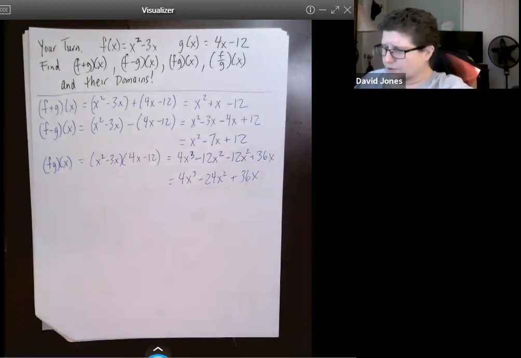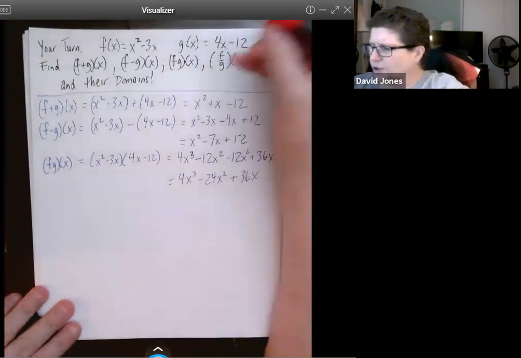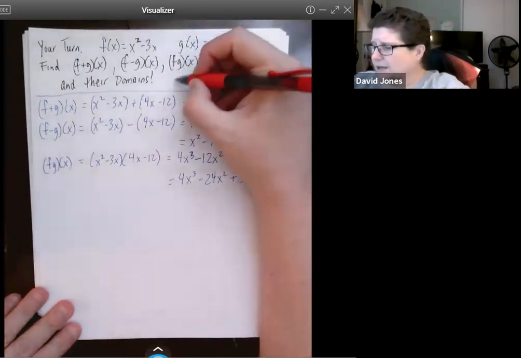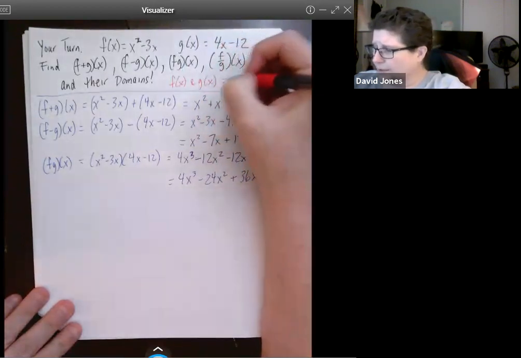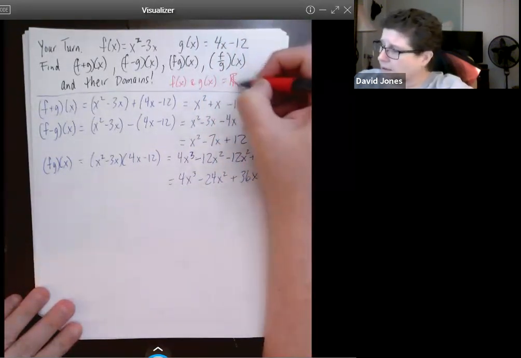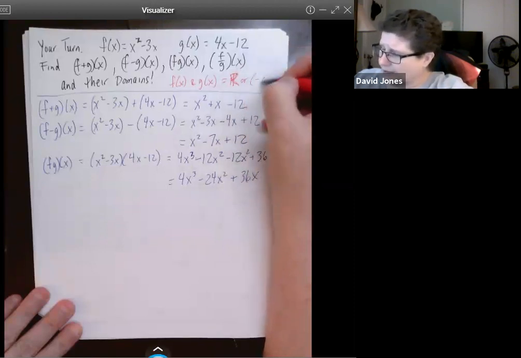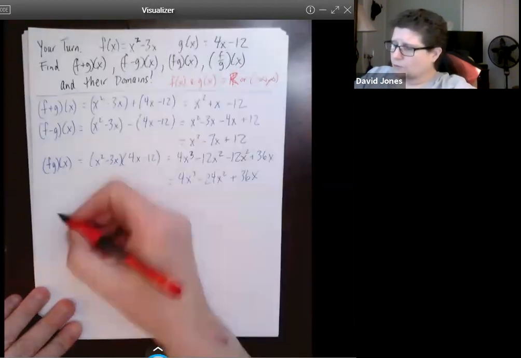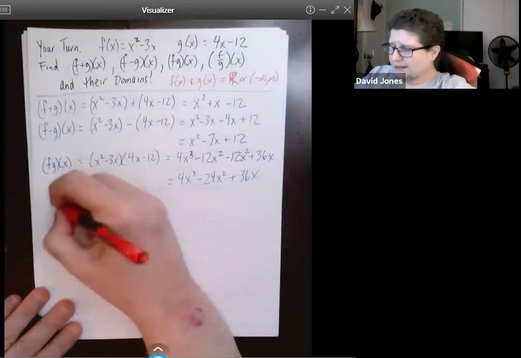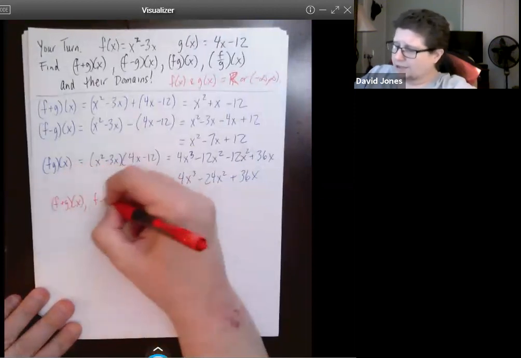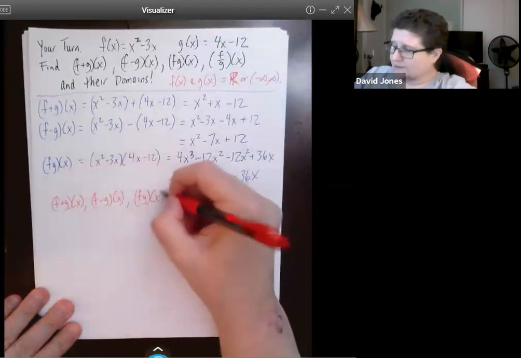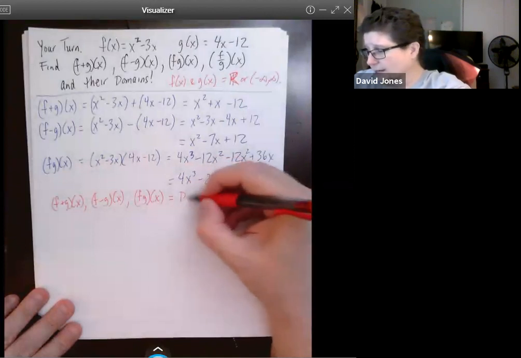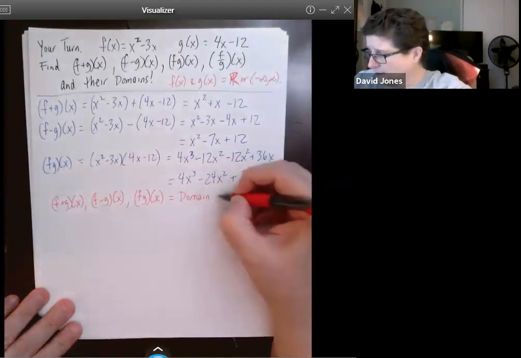And then each of those, f of x and g of x are parabolas and lines. So f of x and g of x have domains of all real numbers, or negative infinity to infinity, which means f plus g of x, f minus g of x, and fg of x all have the same domain. Domain is all real numbers.